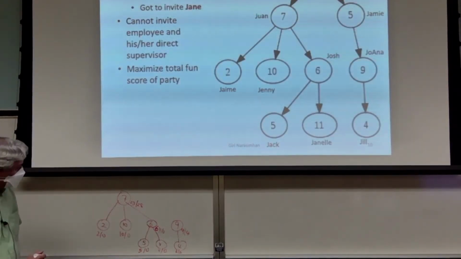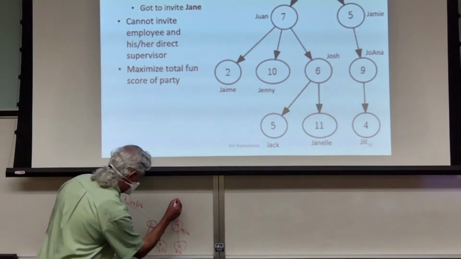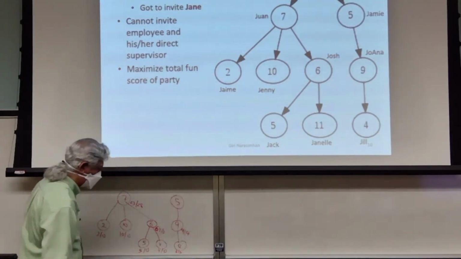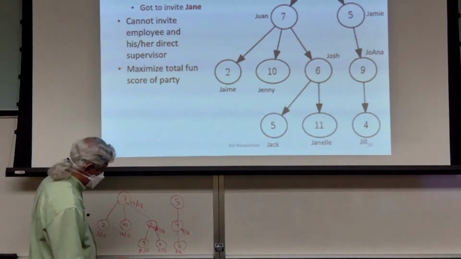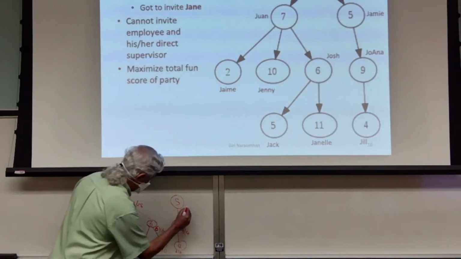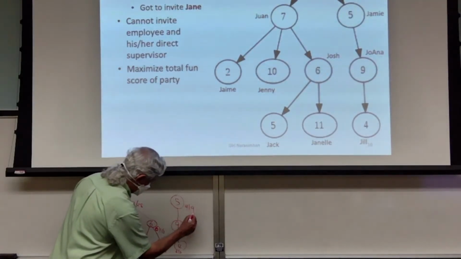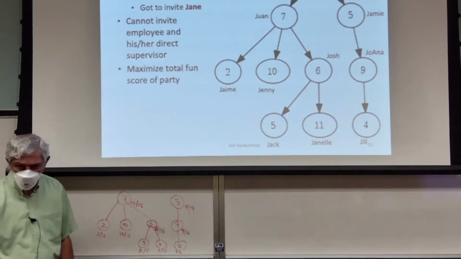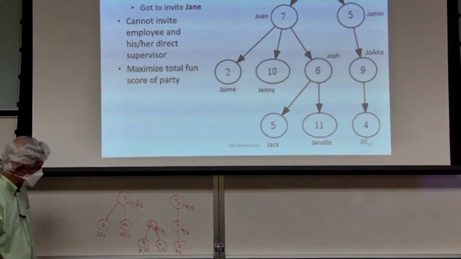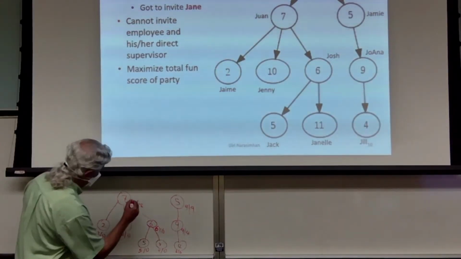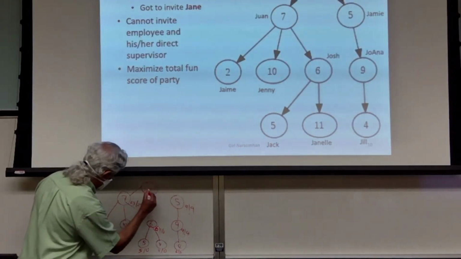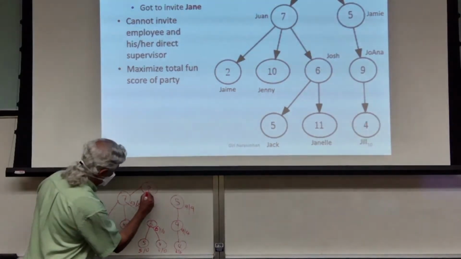Okay. Then let's go up the tree here. What's that going to be? 5 plus 4, that's a 9, or a 9. And then I have Jane to deal with. Her score is a lousy 2.